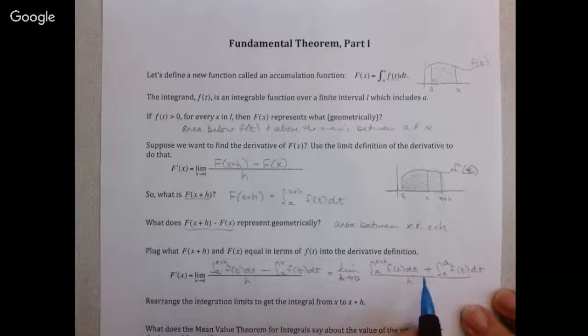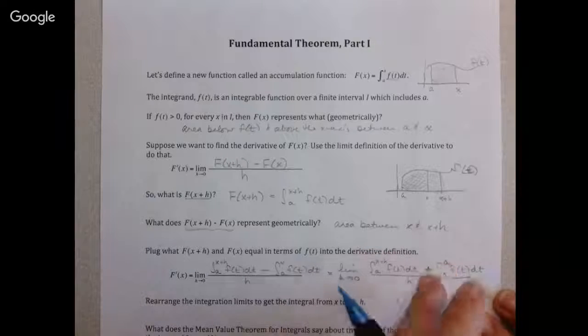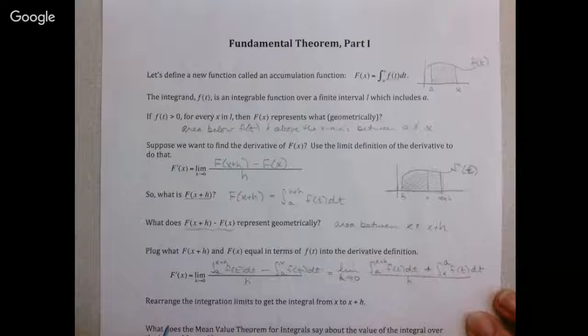All of that over h. Now, because I've rearranged these and this is now a sum, I can switch the order because addition is commutative. So let's switch the order and we'll have F prime of x equal to the limit as h goes to 0 of the integral from x to a of f of t dt plus the integral from a to x plus h of f of t dt, all of that over h. All I did was reverse the order there.